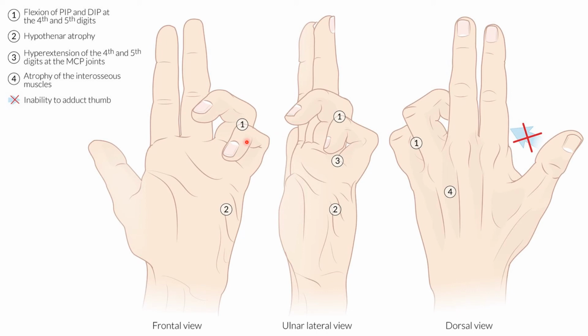At the fourth and fifth digits, there is hypothenar atrophy. You can see this is hypothenar atrophy, as the ulnar nerve supplies the hypothenar muscles, and when the ulnar nerve is damaged, there is atrophy of the hypothenar muscles and also atrophy of the interosseous muscles. There is hyperextension of the fourth and fifth digits at the metacarpophalangeal joints, and inability to adduct the thumb is also present.